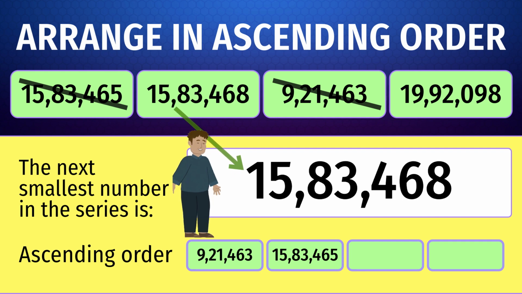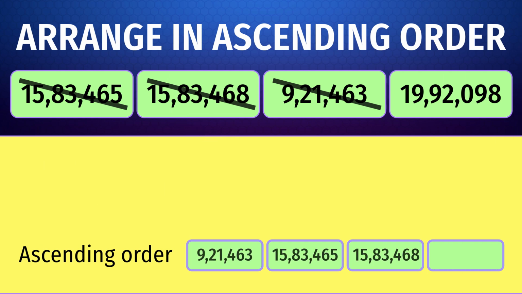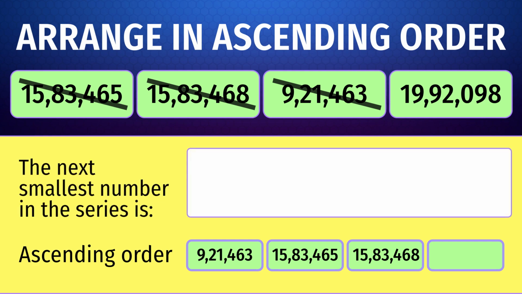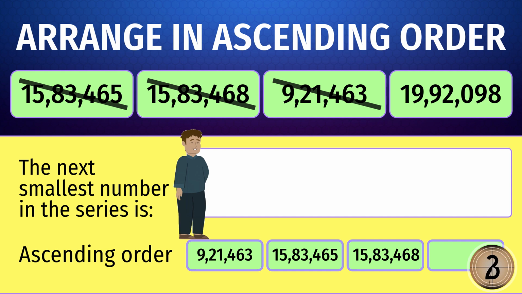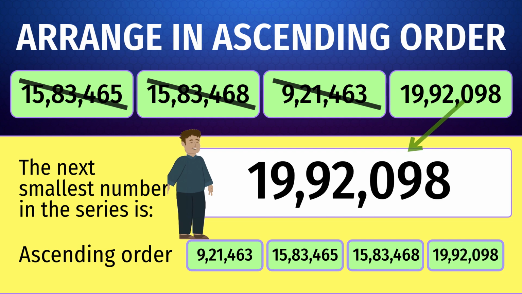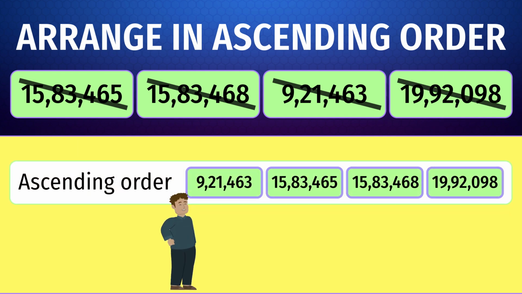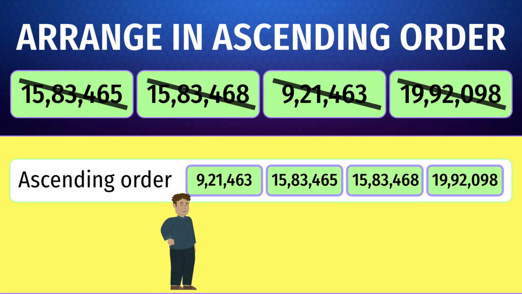That is the next number in our ascending order. Write that down and cross it out. The only number left is the 19 lakhs number. This is our last number in our ascending order of numbers. There we have it. Our ascending order of numbers should look something like this. Compare it with your notebook work.